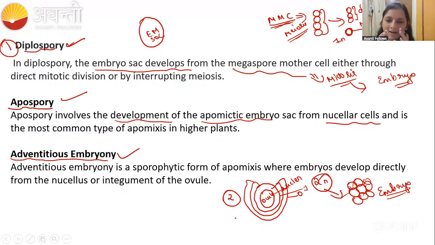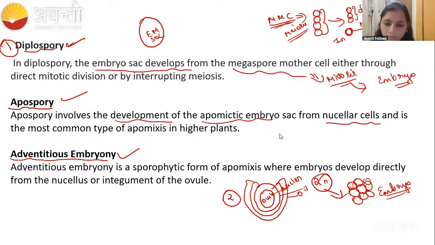Adventitious embryo means: apart from the egg, apart from the nucellus, which other layers are there in the ovule? Can you tell me? I've written it here. You can think and tell me. Think, guys. After the nucellus, outside, which layer is there? I've written it on the slide also. Outer... very good, Nikita. Yes, the outer integument and the inner integument.